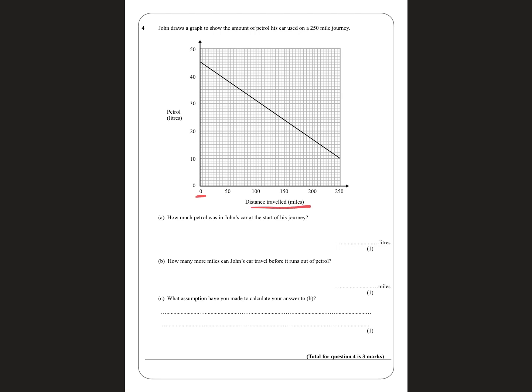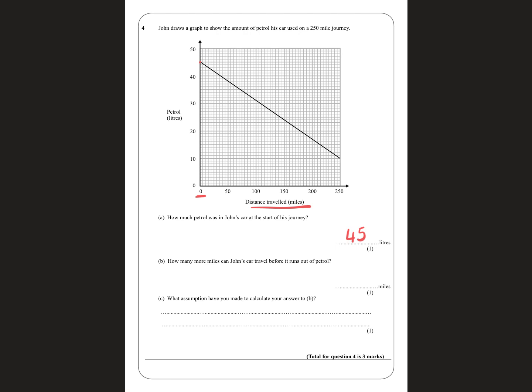So we want to work out how much petrol he had in his car at this point. So if we go up to where our line is, and that's up here, and that's sitting exactly between 40 and 50. So that means he's actually got 45 litres of petrol in his car before he actually moves any distance. Now in B then it says how many more miles can John's car travel before it runs out of petrol? So you can see here he's at 250 miles.